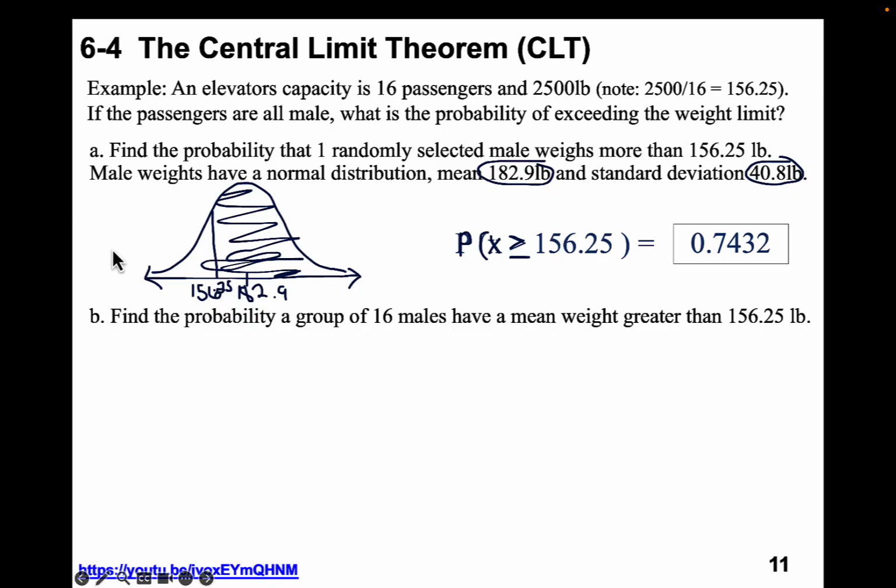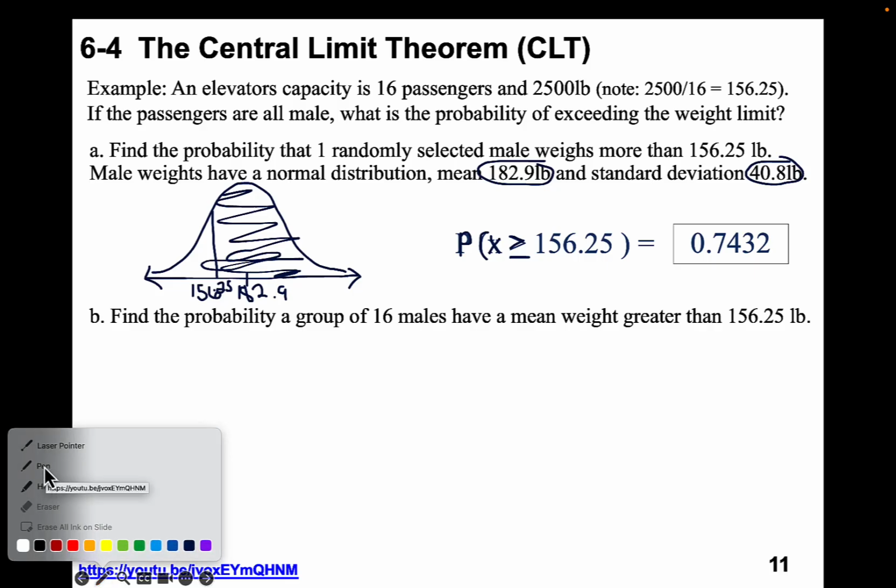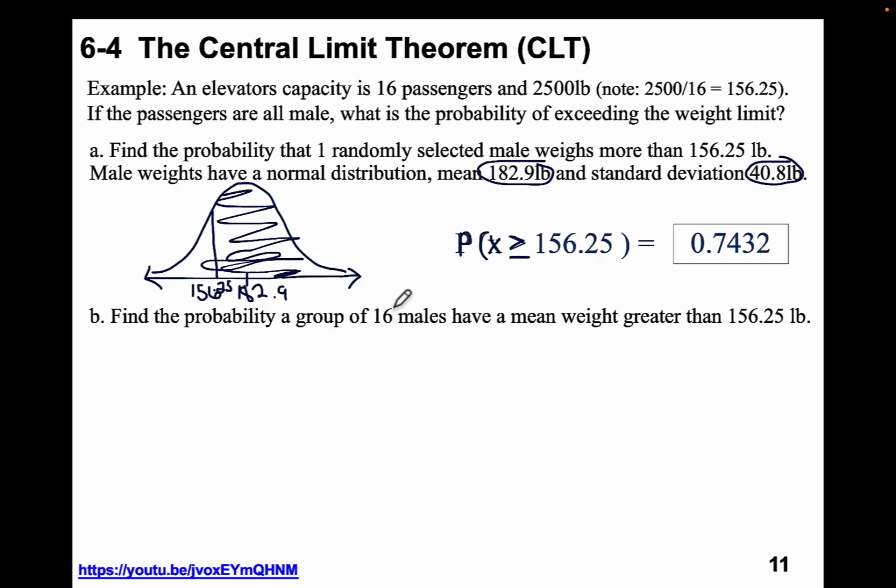Read the question with me. Find the probability that a group of 16 males have a mean weight greater than 156.25. Here's the change, you guys. It's not just about randomly selecting one male. It's about selecting groups. Our group is of size 16. The question is about means, and the group is of size not equal to 1.